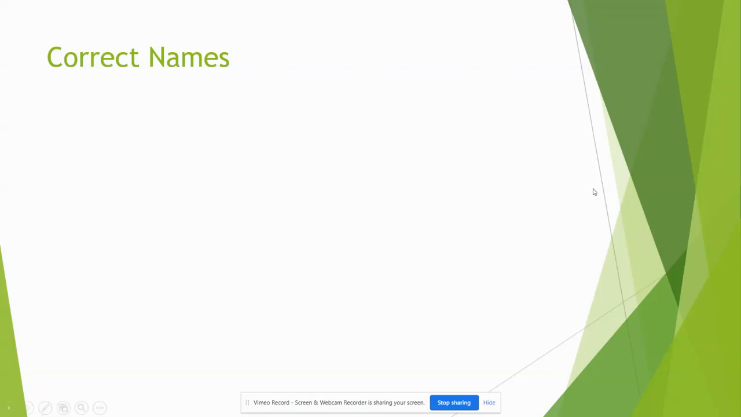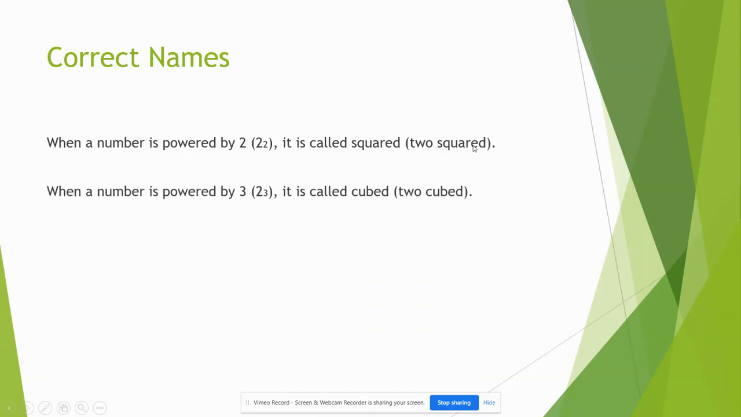Now we're going to learn about the correct names for the different powers. So when a number is powered by 2, or as they call it, raised to the power, it's called squared. So that will be called 2 squared. When a number is powered by 3, with the little 3 next to it, it's called cubed. 2 cubed. What do you think it's called when a number is powered by 4?